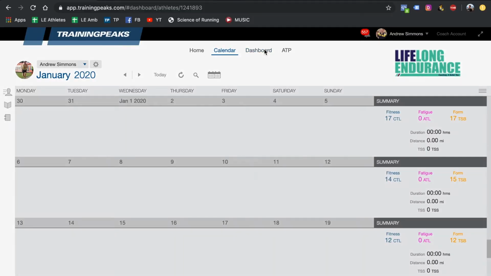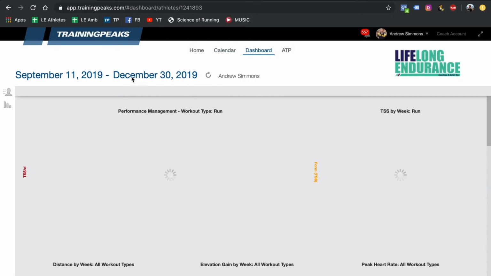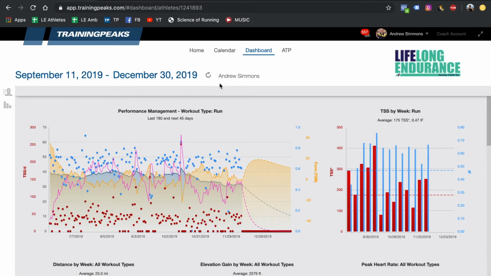We're going to open up the dashboard. I'm going to choose a point in time when I was doing a significant amount of training. So the way we're going to do that, and the chart that we're actually going to look at, is the performance management chart. This looks specifically at all of your data, and it's going to be graphed basically looking at a certain period of time.